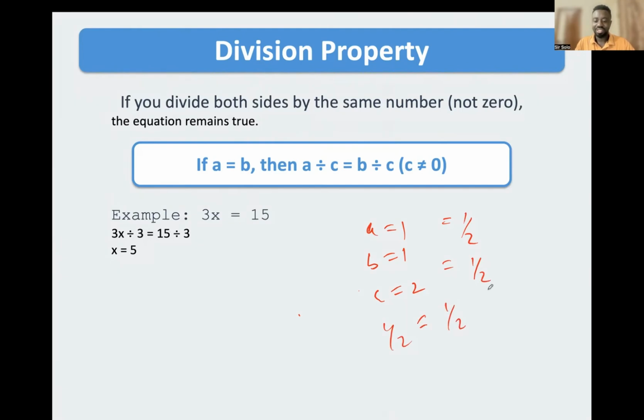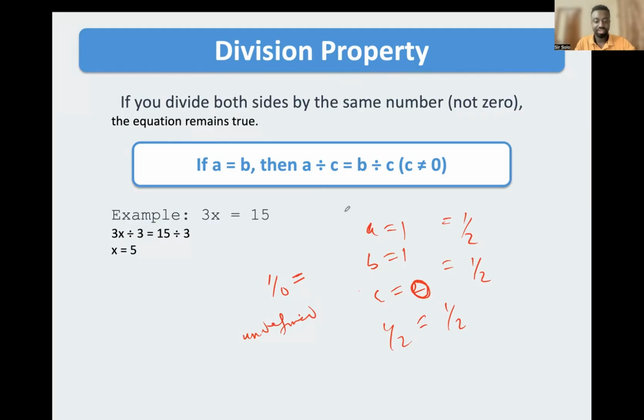The real problem is that if C is equal to 0, it doesn't work like that, right? We don't divide a number by 0. 1 divided by 0 will give you an undefined expression, undefined. So C should not be equal to 0. So simple. Let's solve more examples, but I just want you to understand the operations of equality.